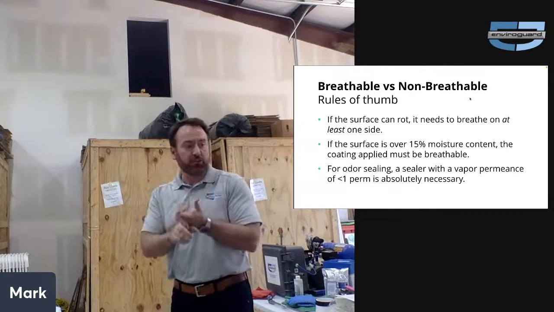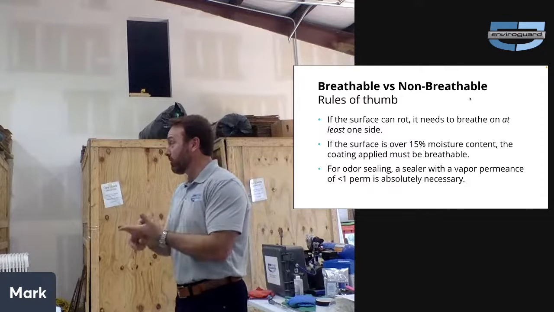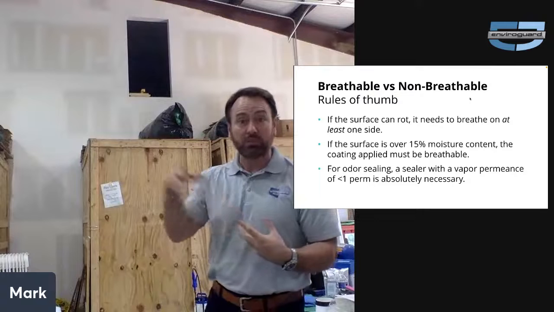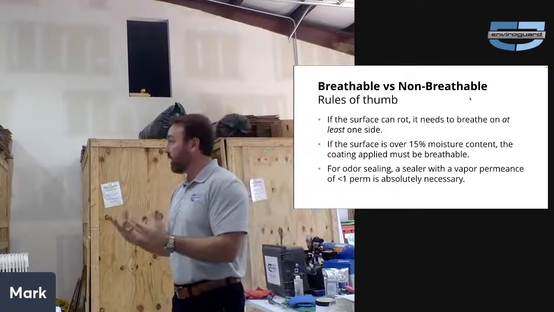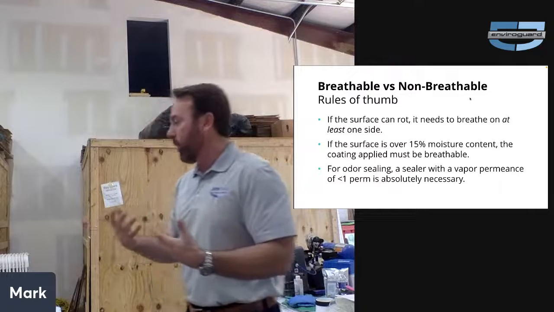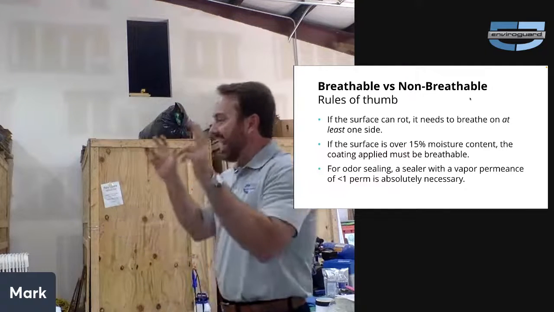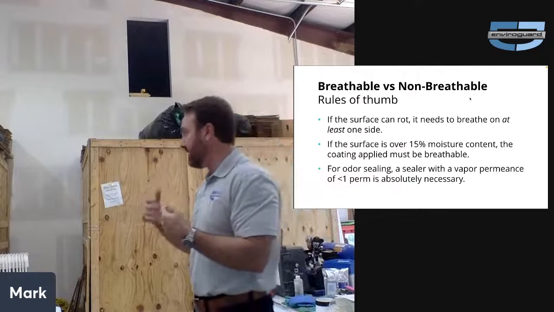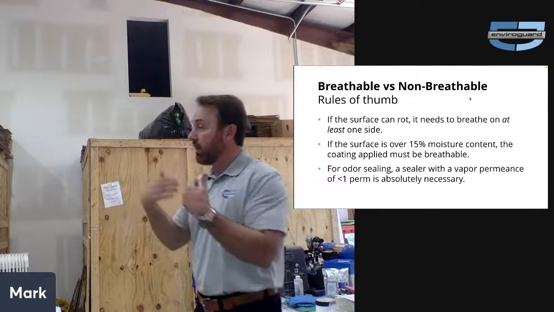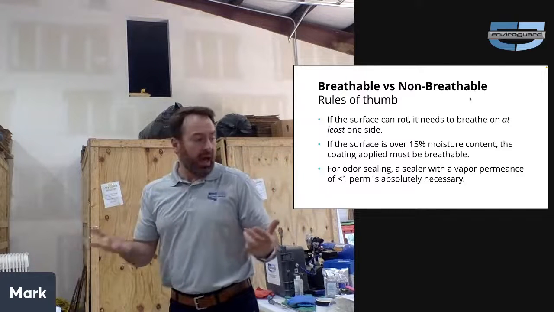One, if the surface can rot, it needs to breathe on at least one side, right? Meaning moisture has to be able to escape someplace or you're going to run into a rot condition. I remember years ago when we started making coatings, the question then was always, is it breathable? Because so many encapsulants in our industry did not breathe well and would create wet or dry rot conditions, and that's a liability for anybody.